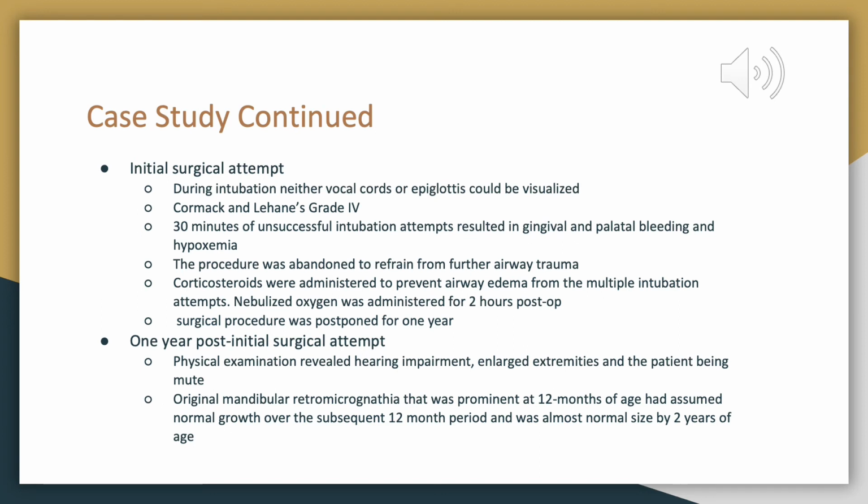After 12 months, upon physical examination, the patient presented with enlarged extremities, hearing impairment, and was mute. At this point, the diagnosis of Pierre-Robin syndrome was switched to Stickler syndrome. The original mandibular retromicrognathia that was prominent at 12 months of age had assumed normal growth over the previous 12 months and was near almost normal size.